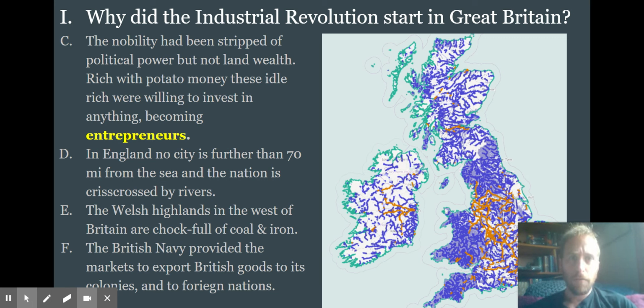Very conveniently for the geography of Great Britain, right in the midst of all of these rivers, there are mountains chock full of coal and iron, which are two of the materials that become important in the Industrial Revolution. And you remember from anytime we've talked about Great Britain, there's a gigantic British Navy that allows these goods to be exported safely to both their colonies and to foreign countries without interception by pirates like the Spanish Empire used to suffer with.